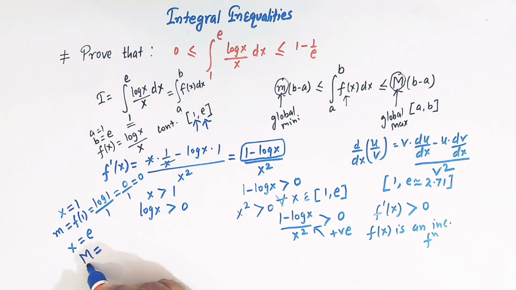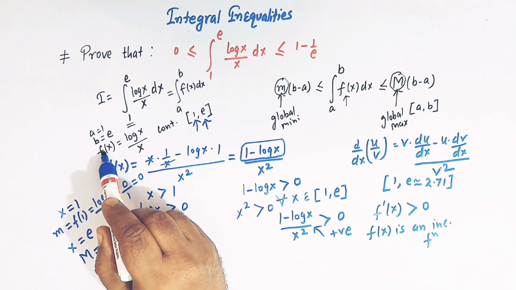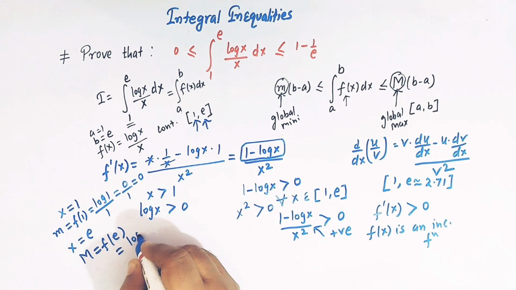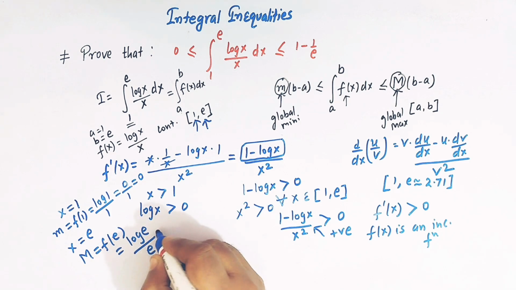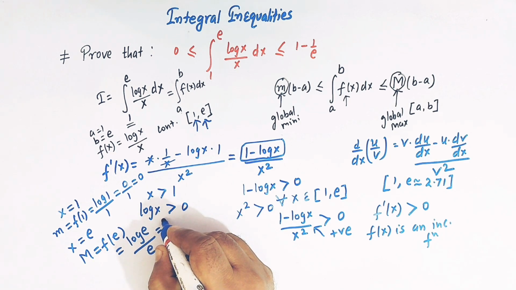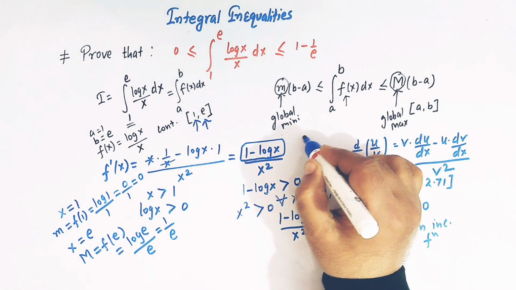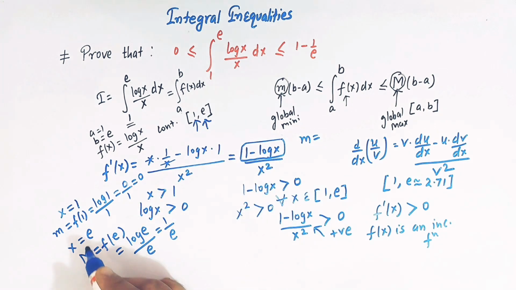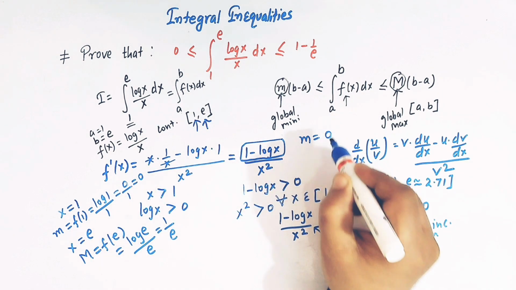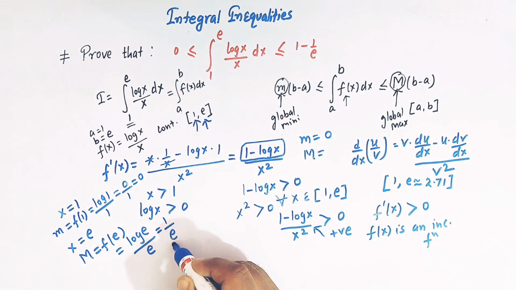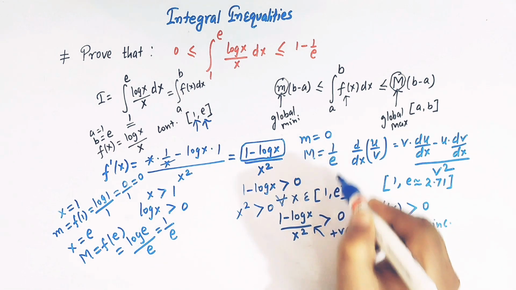And the global maximum can be obtained by taking x is equal to e in this function. So we have f of e, that is equal to log of e over e, and log of e is 1, that is 1 over e, right? So the value of small m is now equal to 0, and the value of capital M is equal to 1 over e.